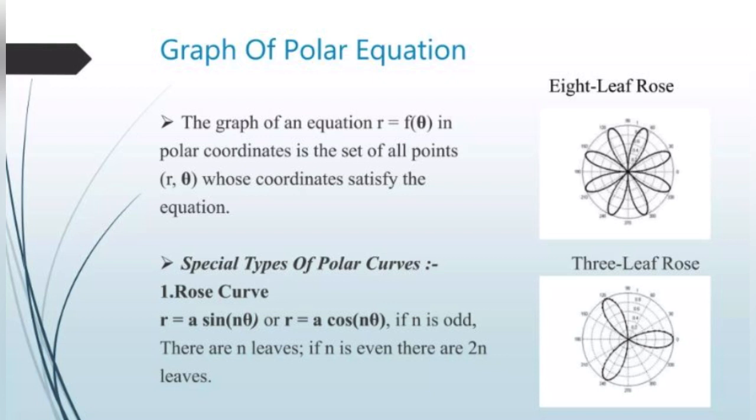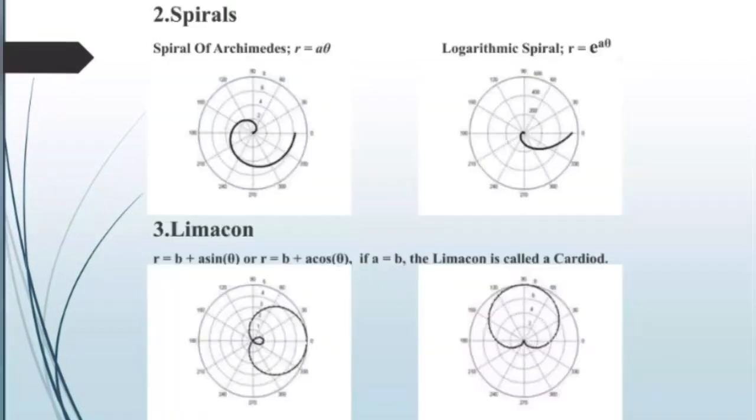Next, special types of polar curves. First, the rose curve: r is equal to a sin n theta or r is equal to a cos n theta. If n is odd, there are n leaves. If n is even, there are 2n leaves. This is a three-leaf rose example. Here are another two special types of polar curve graphs.